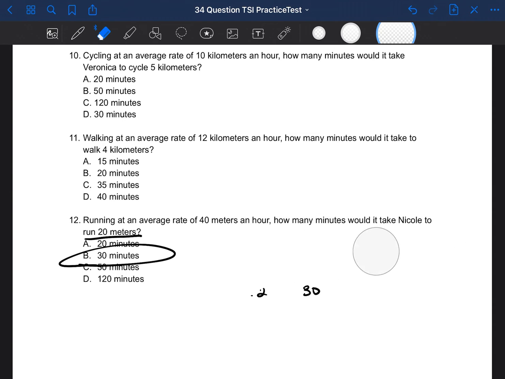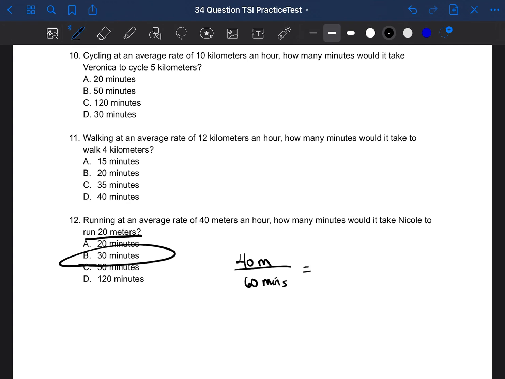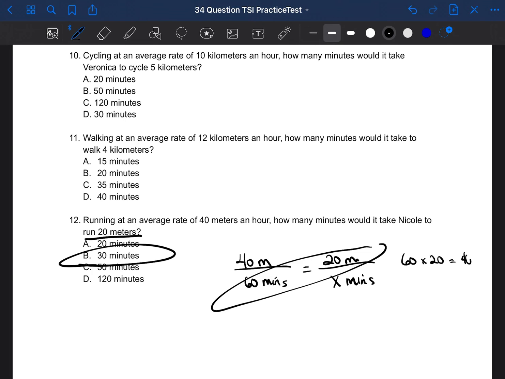And now we're going to solve it through the butterfly method. So the butterfly method is going to be 40 meters in 60 minutes is equal to 20 meters in X minutes. And we're going to cross multiply. So we're going to do 60 times 20, and then we're also going to do 40 times X. So 40X. And then this is going to be 6 times 2 is 12, 0, 0. Divide that by 40, divide that by 40. And so 1200 divided by 40 is 30. So it'll be 30 minutes, and our answer would be B.